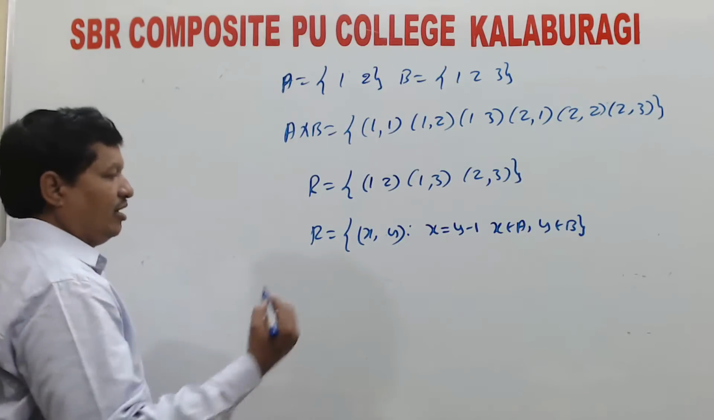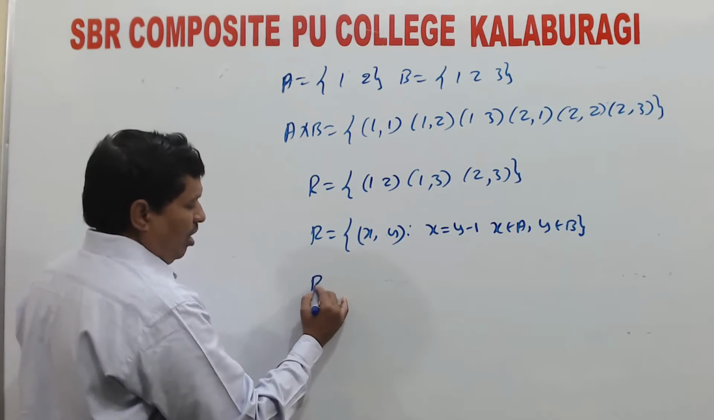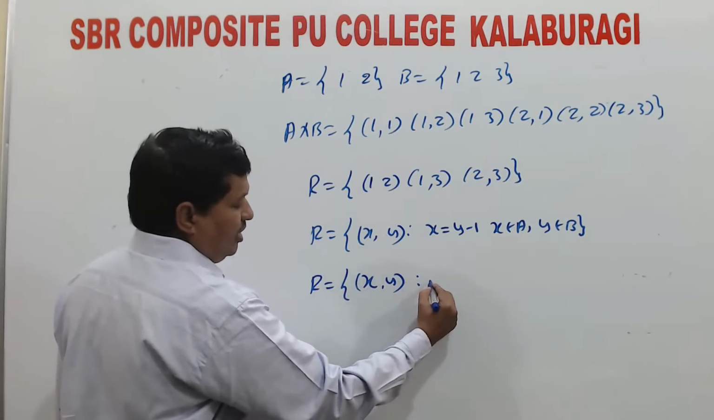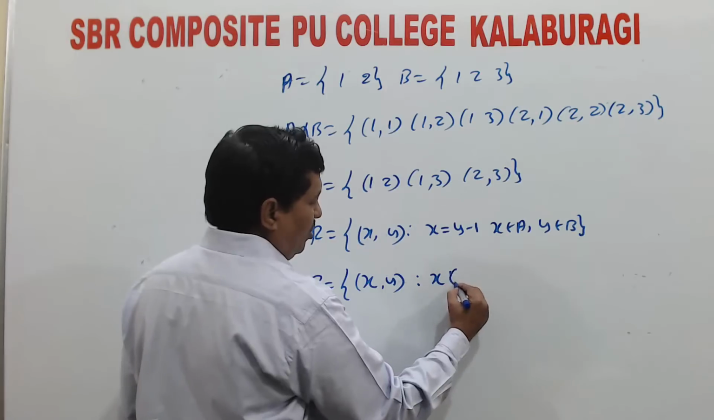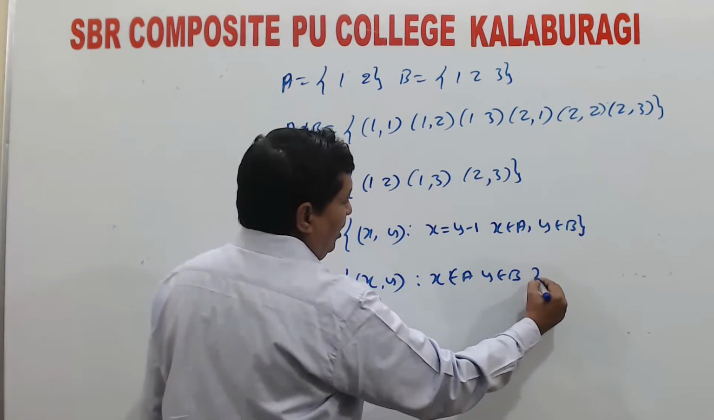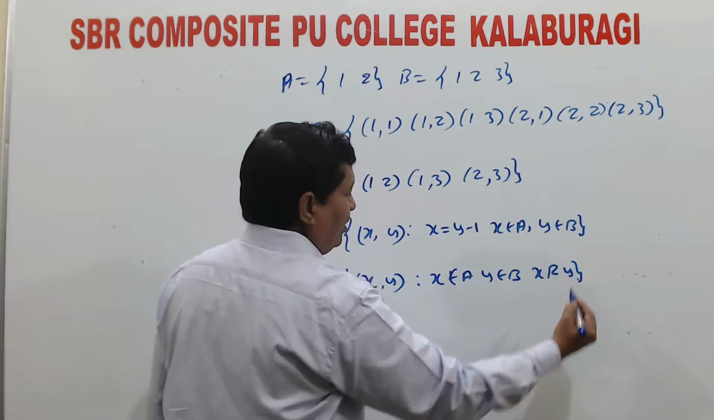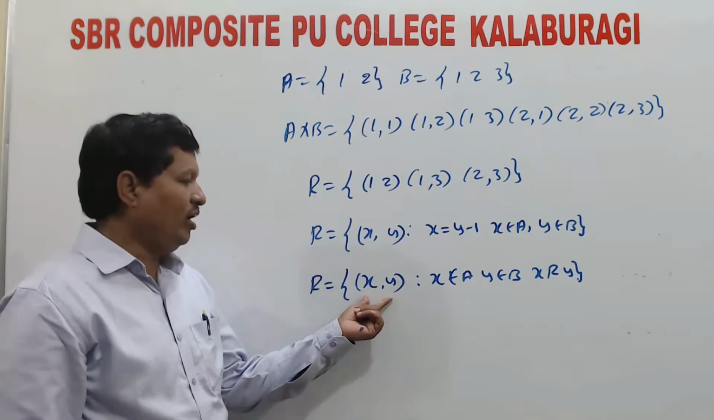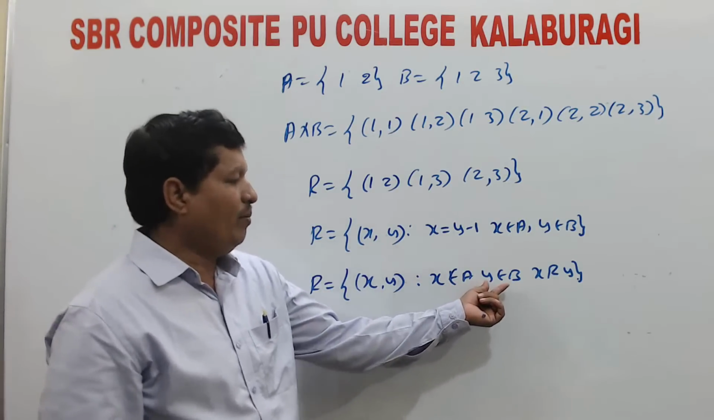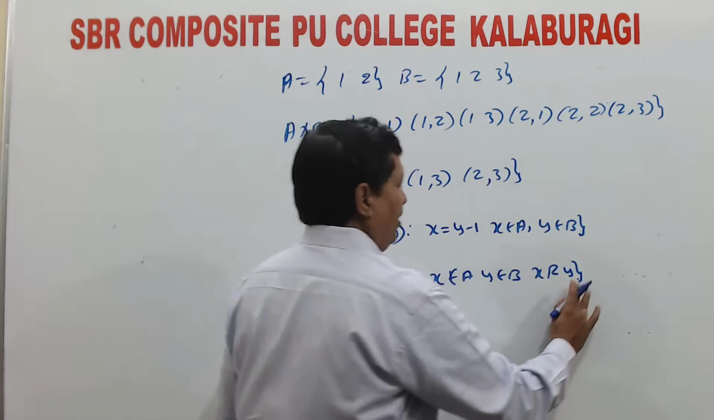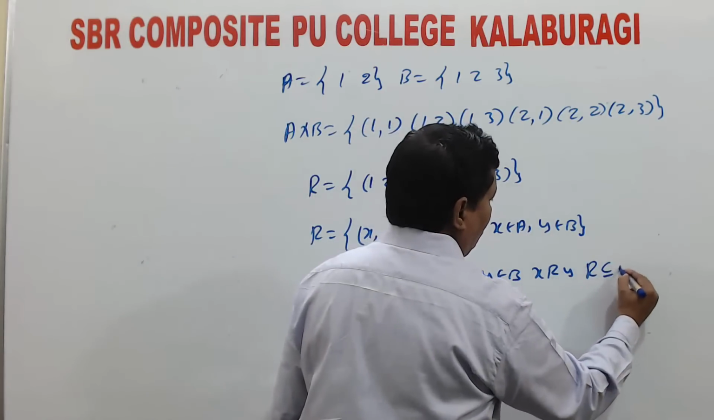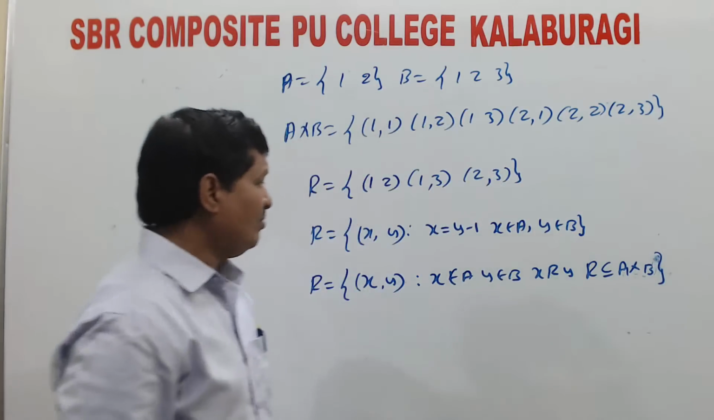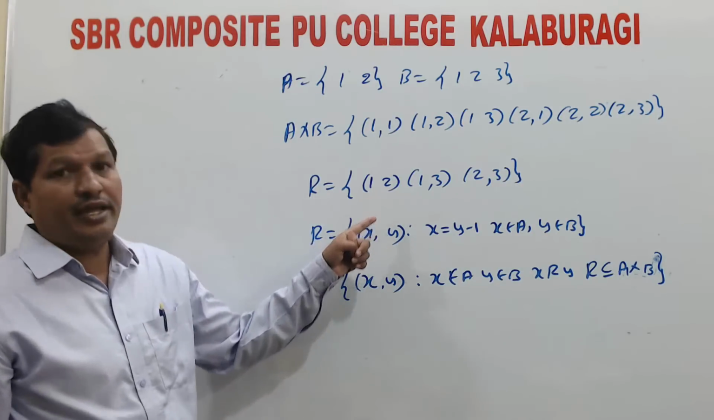Okay. And in general, how can you write the relation? R equal to X comma Y such that X belongs to A, Y belongs to B, X is related to Y. This is the representation of a relation. Okay, R equal to XY such that X belongs to A, Y belongs to B, X is related to Y, and R is a subset of A cross B.